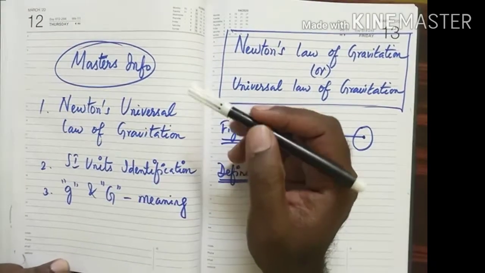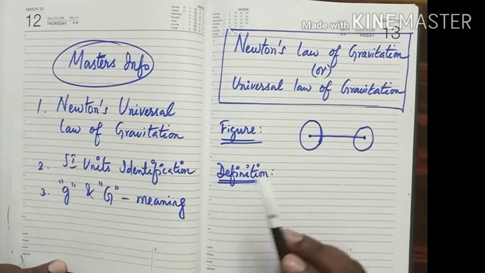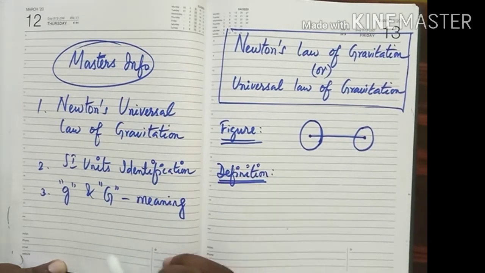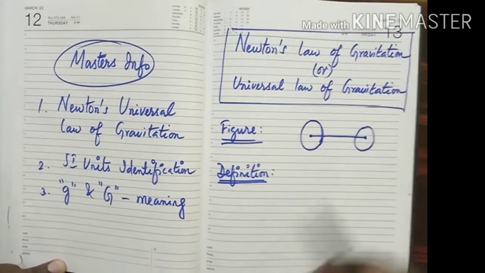Today we are going to learn something regarding Newton's universal law of gravitation, then SI units identification, and finally the two terms, one is small g, another one is capital G, what it means. So let us learn first.